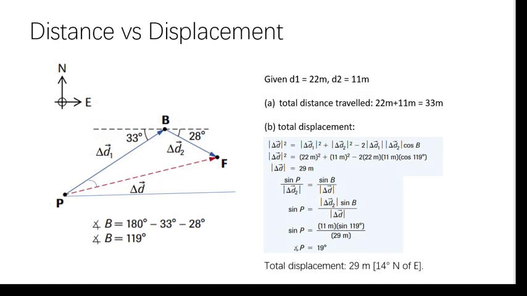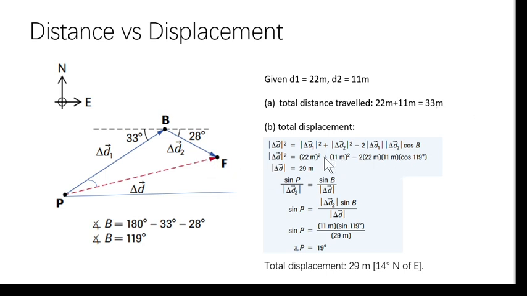A great way to demonstrate distance and displacement is by examining this question here. In this question, given that d1 equals 22 meters and d2 equals 11 meters, find the total distance traveled and the total displacement. Finding total distance traveled is pretty easy and straightforward. You just simply add up these two numbers and you will get 33 meters.